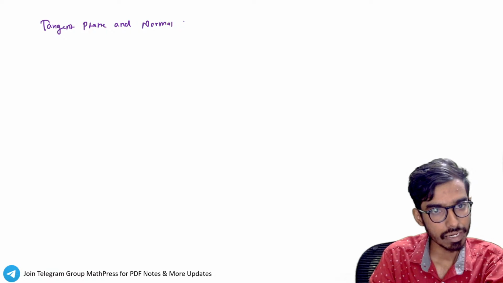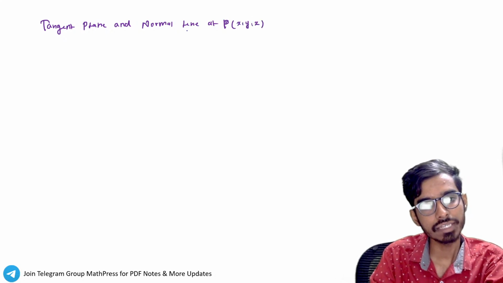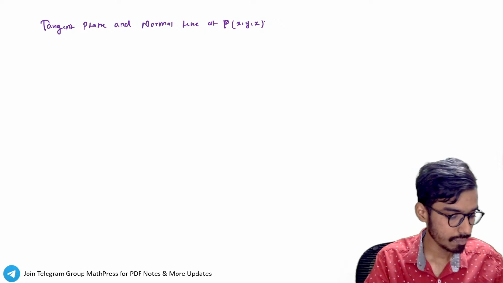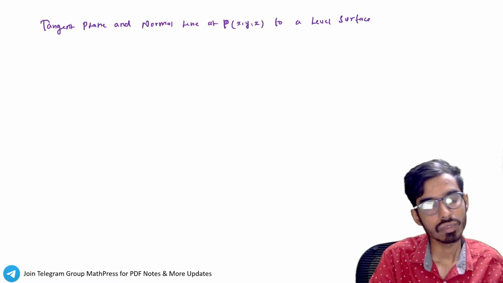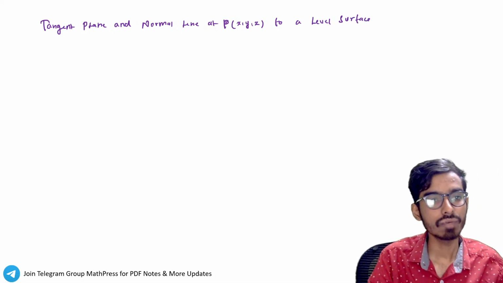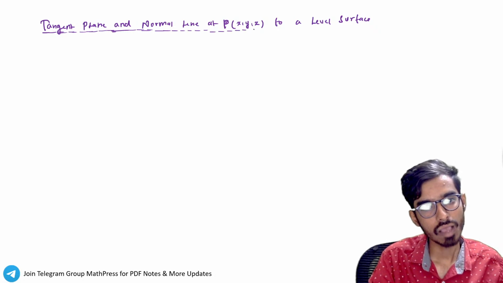The equation of the tangent plane and a normal line at a point P. Let us call that point (x, y, z). Tangent plane to a level surface. We are going to find the equation of the tangent plane and normal line at a point P to a level surface.